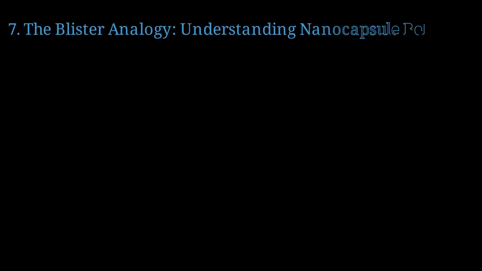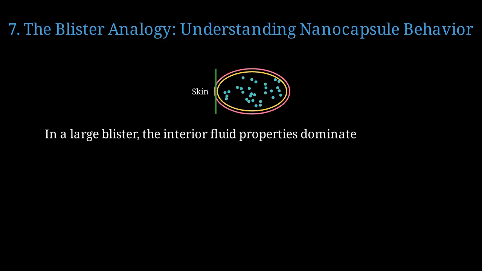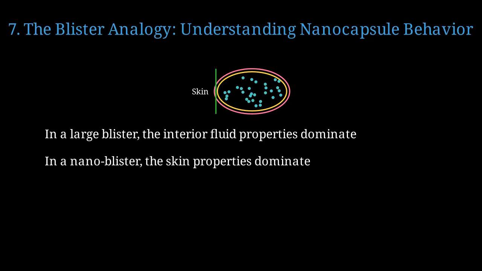Let's use an analogy to make this intuitive. Think of a nanocapsule like a tiny blister full of medicine. In a normal-sized blister, the skin is just a thin barrier. But in a nanoblister, the skin is proportionally huge and dominates everything. In a large blister, the properties of the interior fluid, like viscosity and diffusion, determine how medicine spreads and releases. But in a nanoblister, the skin's properties, like permeability, flexibility, and binding sites, dominate the release mechanism.